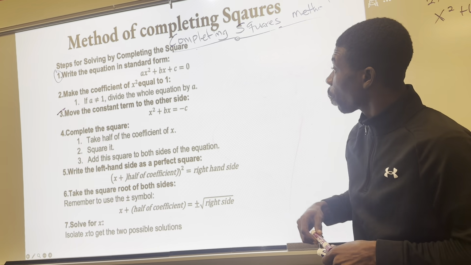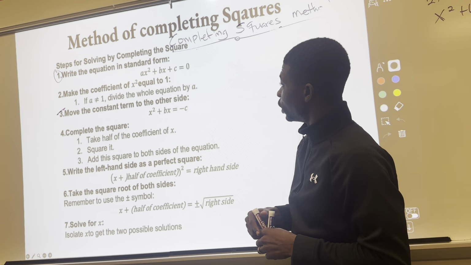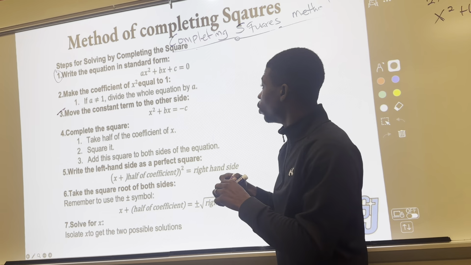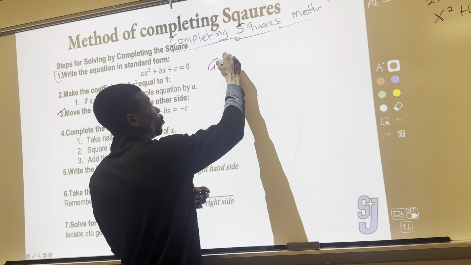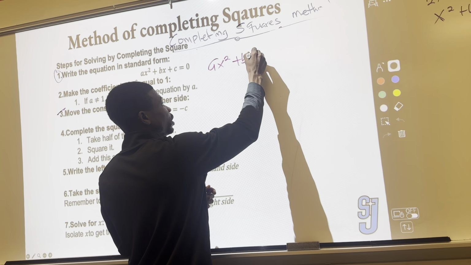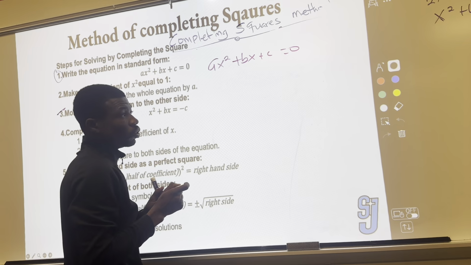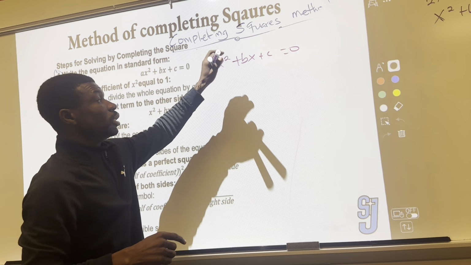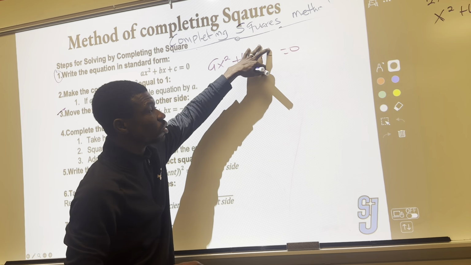Firstly, you write every quadratic equation in standard form. Make sure that if it's a quadratic equation, you have it in the form ax squared plus bx plus c equals 0. Irrespective of how the equation is given, you make sure that you write it to suit the standard form.